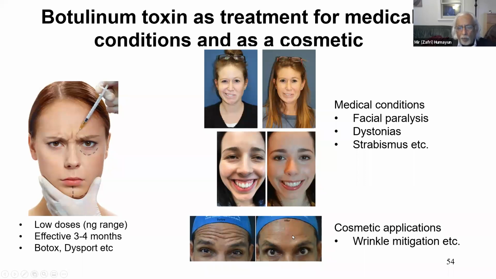It is also used for strabismus, seen in this patient, and in this case the patient also shows significant improvement in alleviating the symptom of strabismus. But in subsequent decades, because it's approved, it has also been used as a cosmetic, for example, in wrinkle mitigation, as shown in this case. So Botox, as it's called, Botox is the brand name, is basically botulinum toxin in extremely small doses.